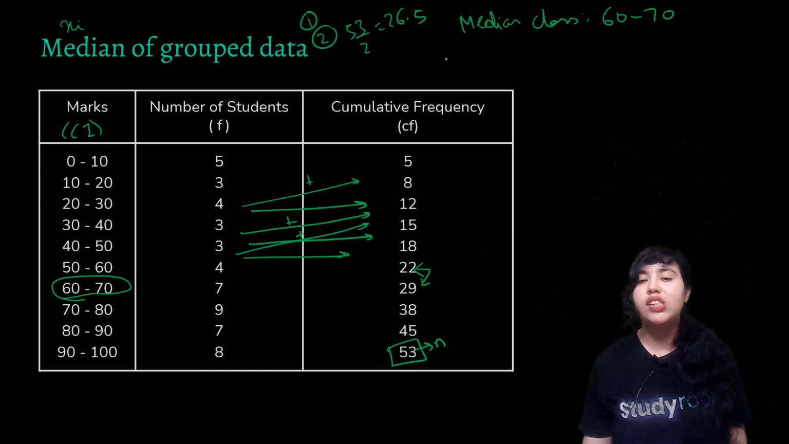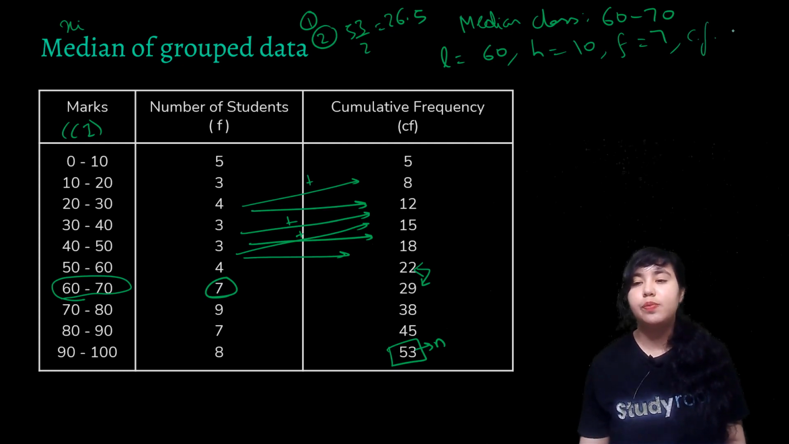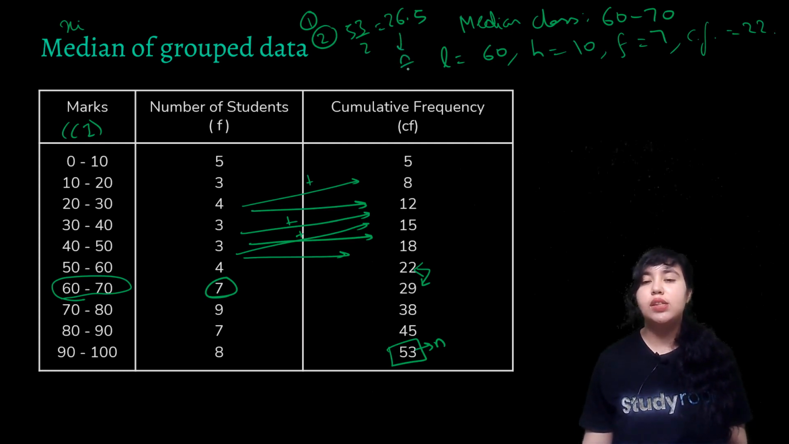Now quickly tell me, what is the lower limit of this median class? That is 60. What is the class size? 70 minus 60, that is 10. What is the frequency of this median class? That is 7. And what is the cumulative frequency of the preceding class? That is 22. And n by 2 we've already calculated as 26.5.